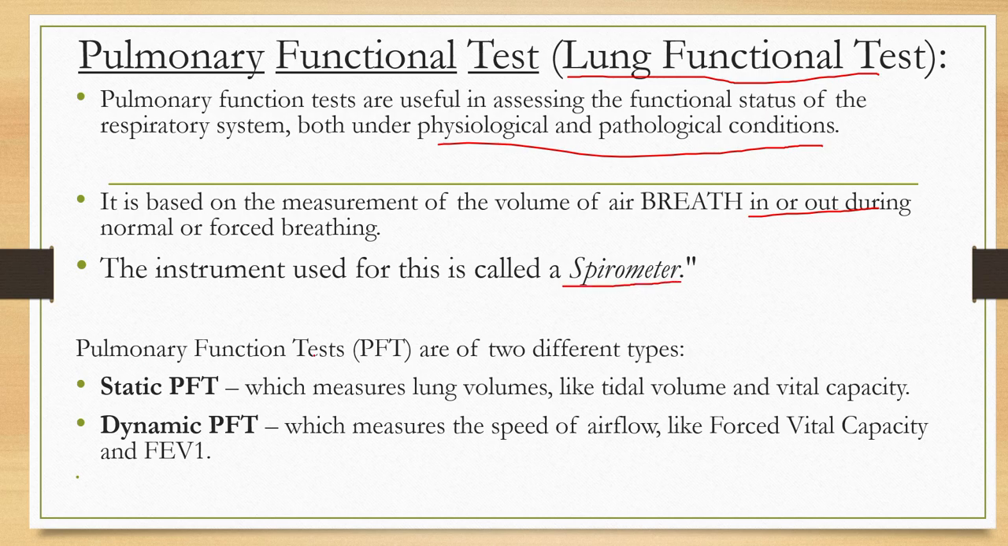Pulmonary function tests are of two types, static and dynamic. Static pulmonary function tests measure the lung volume, like tidal volume and vital capacity. Dynamic pulmonary function tests measure the speed of airflow, like forced vital capacity and FEV1.